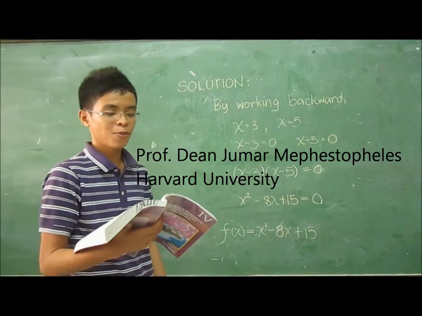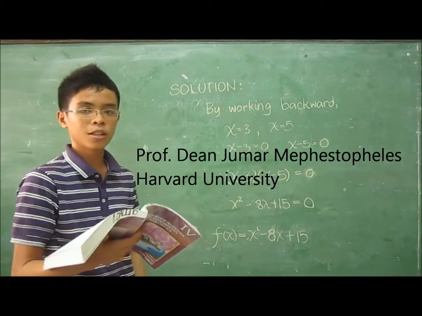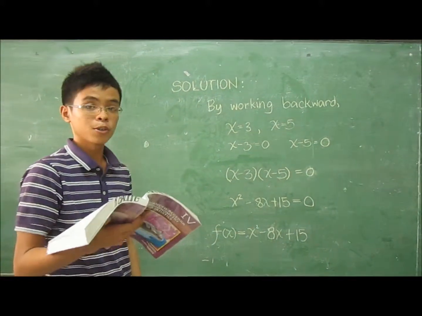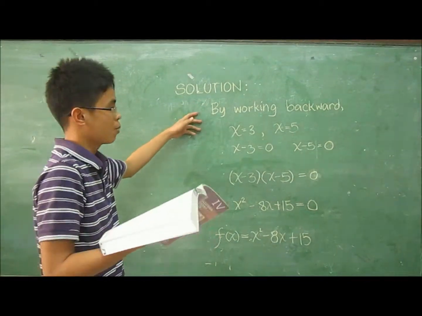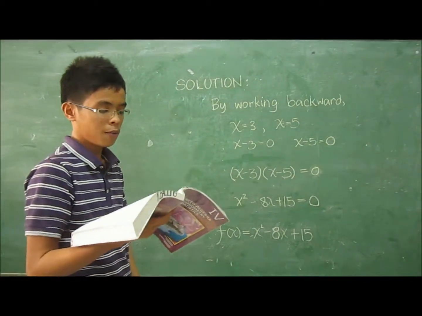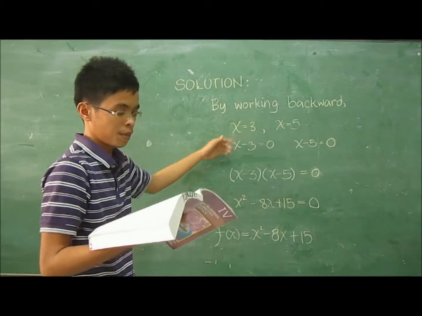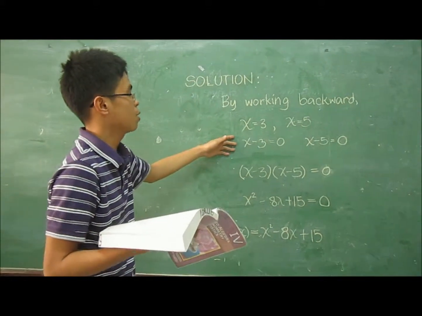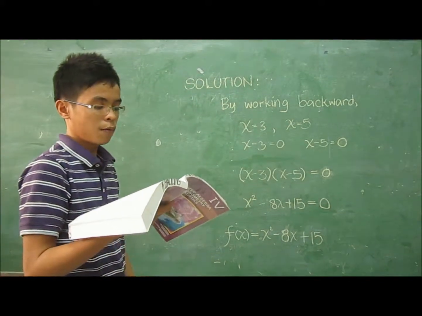Hello, I am Professor Dean Mephistofeles, and I will explain the methods of deriving the equation of a quadratic function. First, find the equation of a quadratic function having 3 and 5 as zeros. Solution by walking backwards. Take 3 and 5 as zeros. x = 3 and x = 5. Let them be factors equated to 0. x - 3 = 0 and x - 5 = 0.